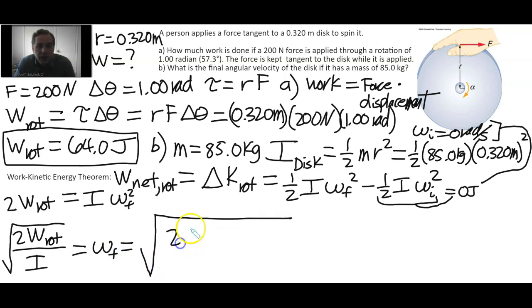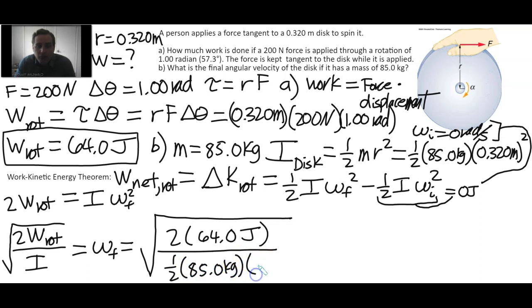So this is 2 times the rotational work of 64.0 joules, and divide that by this expression for the rotational inertia. That's 1/2 times the mass, that's 85.0 kilograms, and the radius of 0.320 meters, squared. All right, let us have the calculator aid us in this calculation.